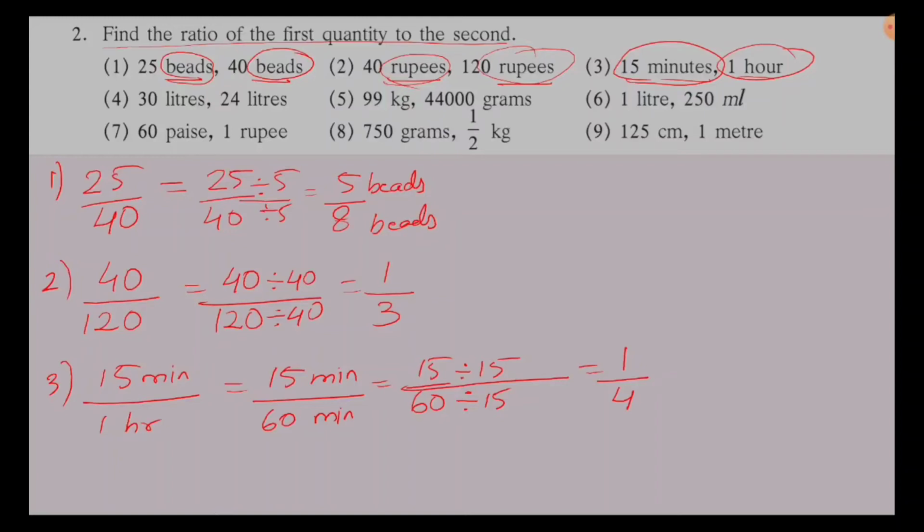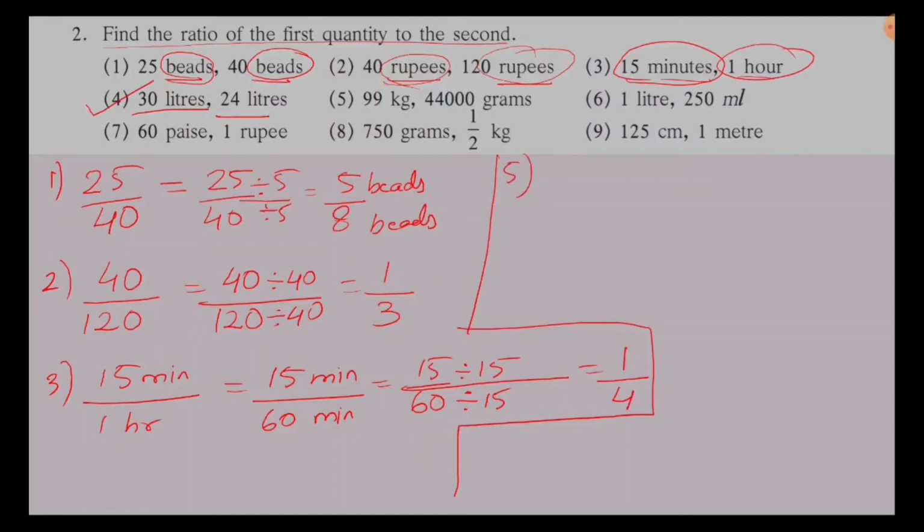So this is again a very easy sum. Now let's go to the next part, that is 30 liters and 24 liters. Again the unit is the same, so we don't have to do anything. Let's come to the fifth sum. This sum will be homework for you all.